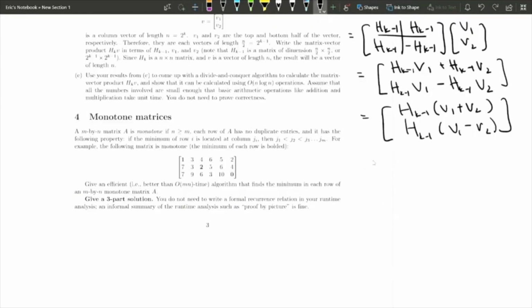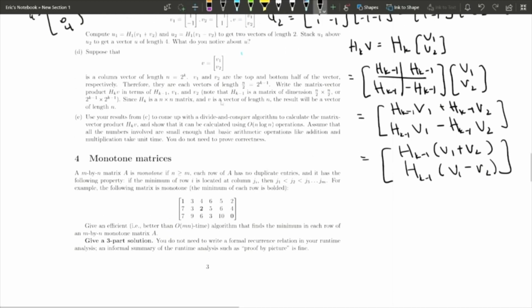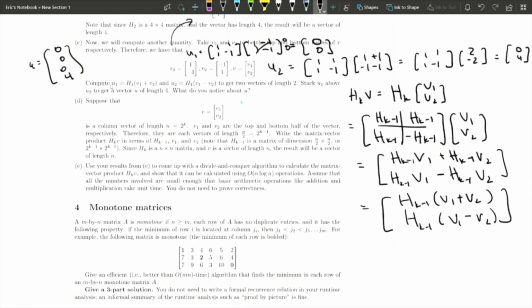All right, let's start question 3E. Use the result from C to come up with the divide and conquer algorithm to calculate the matrix product of Hk times v, and show it can be calculated using n log n operations. Assume that all numbers involved are small enough such that basic arithmetic operations take unit time. So let's take a look at the result of C. We know that we got u1 and u2 from H of 1 and H of 2.